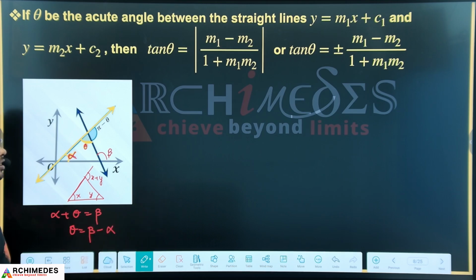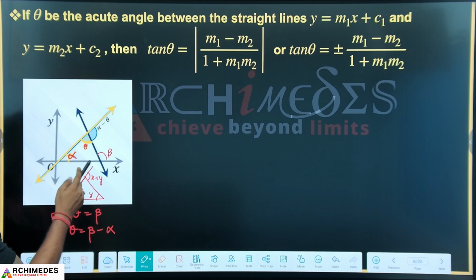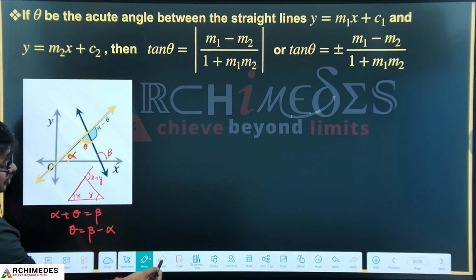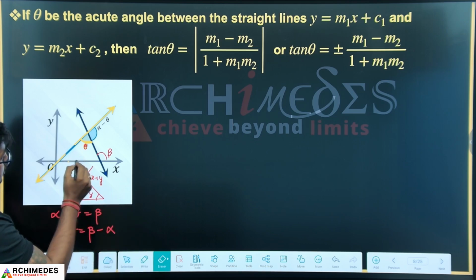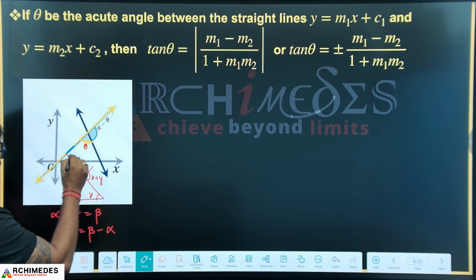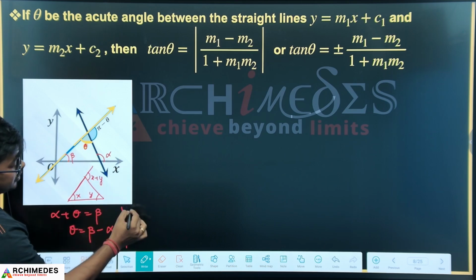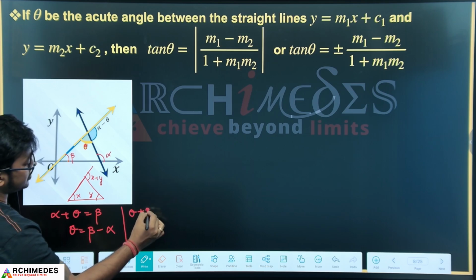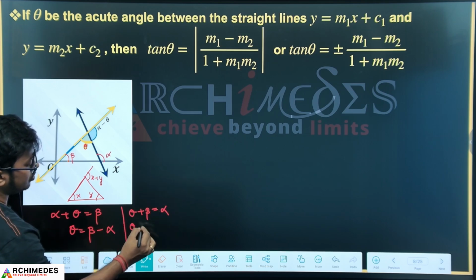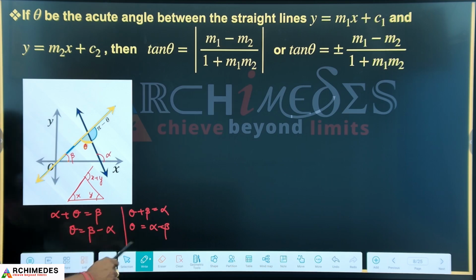But now listen carefully. We cannot say whether this is bigger or this is bigger. It might be this is beta and this is alpha. In that scenario, what will we get? You will get theta plus beta equals alpha. Then what is the theta value? Alpha minus beta. So that's why, when the slope is given, you cannot say which is bigger.